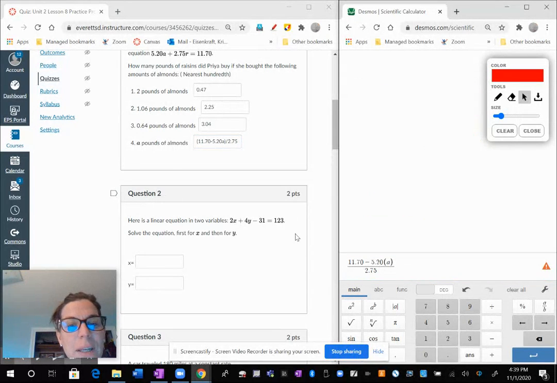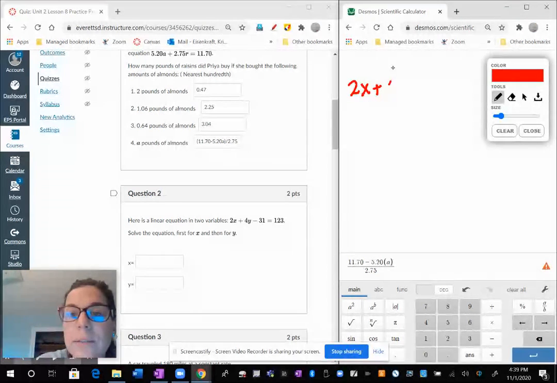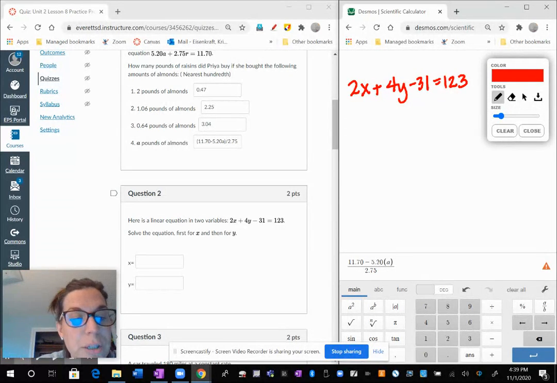Okay, here's a linear equation, 2x plus 4y minus 31 equals 123. We are going to solve for x and then solve for y. So we're basically rearranging the equation, isolating x in the first one, getting x alone. And we're still keeping it equivalent, right? We're not changing the solutions, we're just changing the way it looks. Okay. All right, solving for x.